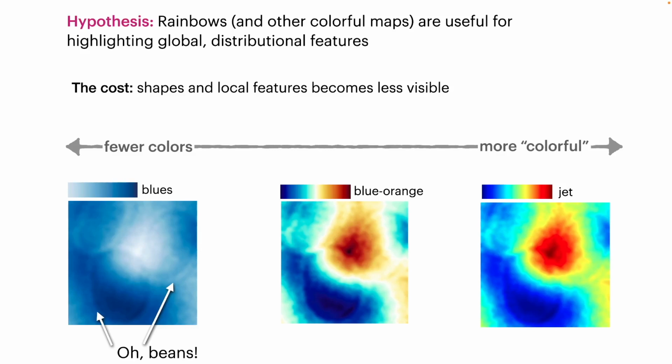And interestingly, this modulation is not specific to rainbows. Instead, we hypothesize that this is a gradual attentional bias towards one kind of feature over the other, largely explained by how colorful the visualization is.